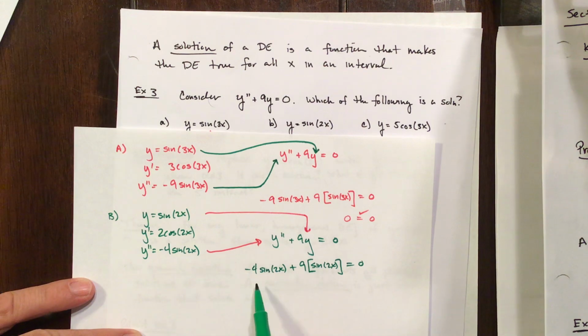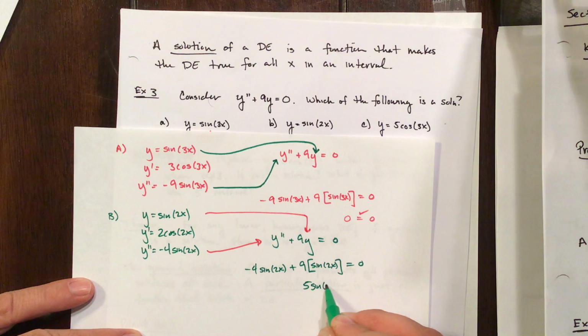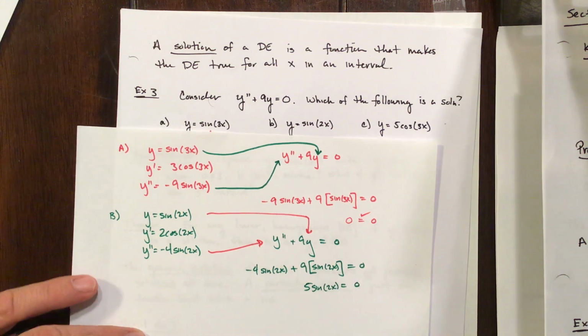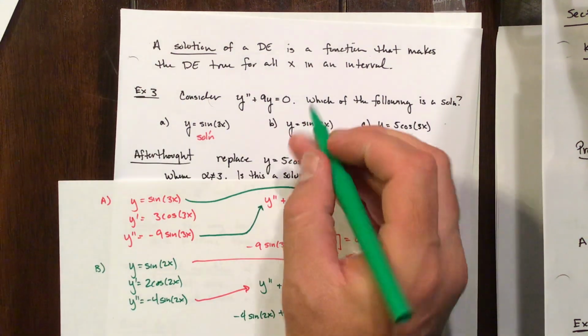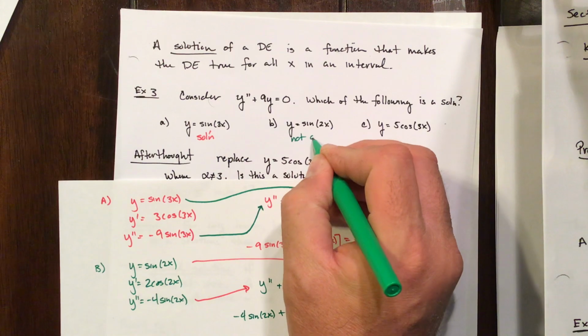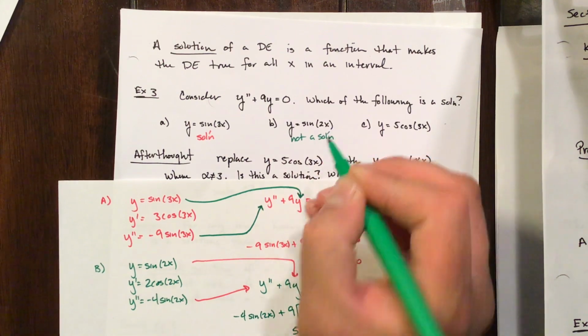So we get minus 4 sine 2x plus 9 sine 2x, that's 5 sine 2x. And that is equal to 0 for some x's, but not an interval of x's. Like x equals 0 and pi and 2 pi and so on make this true, but not an interval of x's. So you can't say that this is true for x's between negative pi over 2 and positive pi over 2, something along those lines. Because that's not the case, this is not a solution to the differential equation.